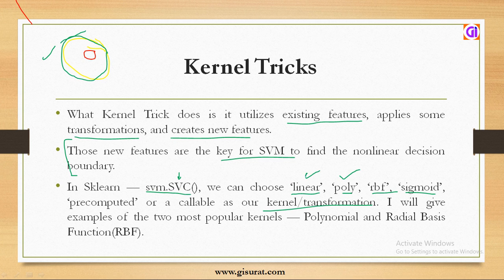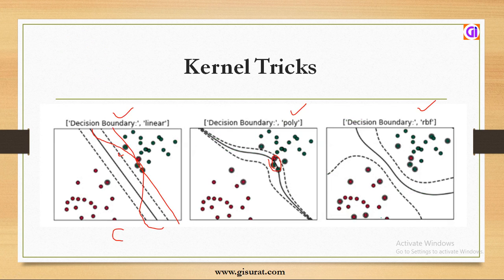Linear you people already know. Remaining are nothing but mathematical things. So as per your data set you can learn different things. We will discuss poly first. Okay, now let me just take some examples of poly and RBF. So that is the linear one. Okay, so this is the linear one. The first one is nothing but a linear one. This is the polynomial and this is nothing but an RBF.